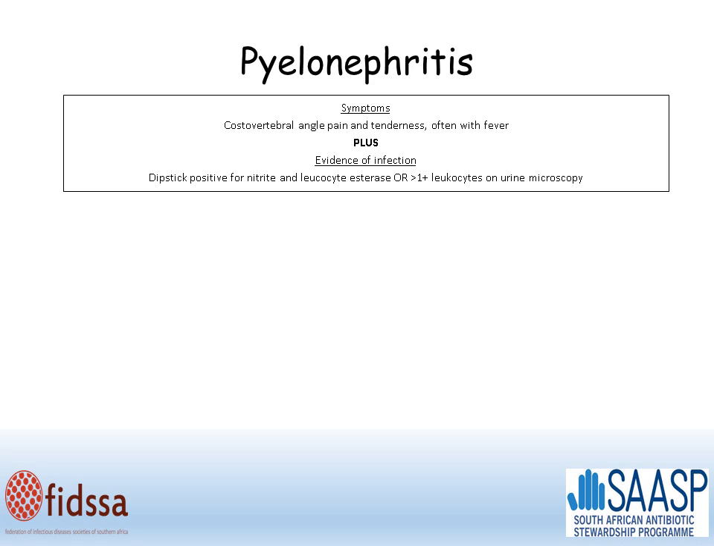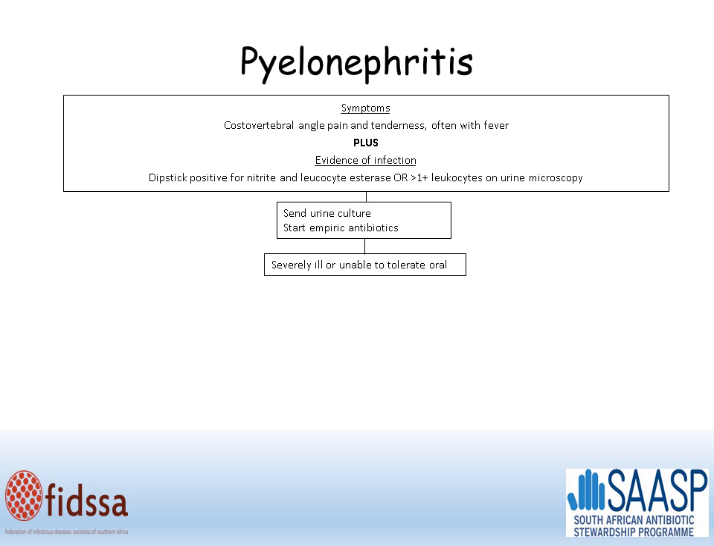It's not always easy to determine clinically which patients have pyelonephritis. They may have suggestive symptoms such as costovertebral angle pain and tenderness and often fever, but sometimes these can be absent. They will always have evidence of infection, be it a positive dipstick or positive leukocytes on urine microscopy. If these are absent, then you should look for another cause of the symptoms. You should always send a urine culture and then start empiric antibiotics.